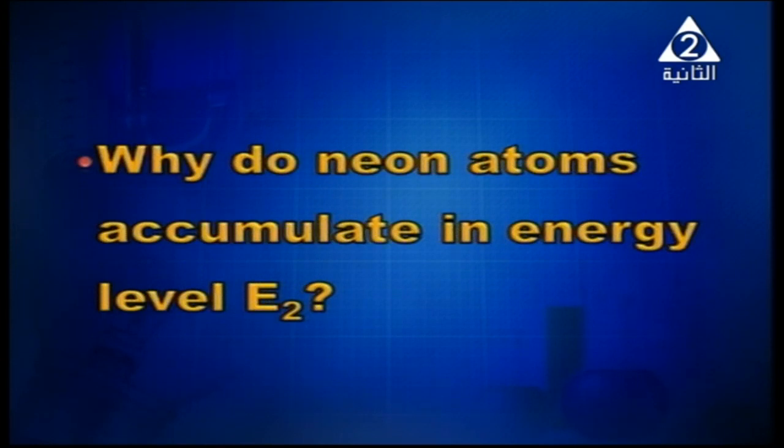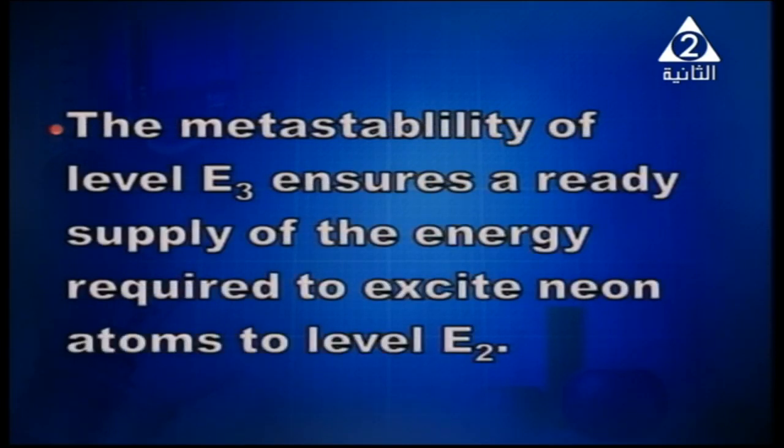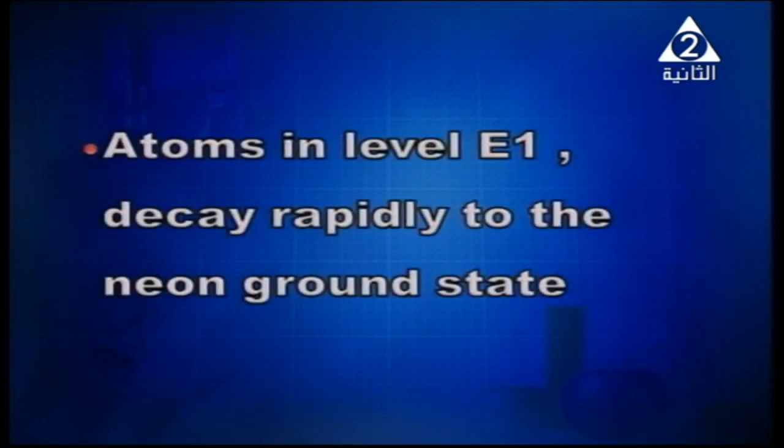Why do neon atoms accumulate in energy level E2? This is very important. We've got population inversion in this case. Population inversion is maintained because, first of all, the metastability of level E3 ensures a ready supply of the energy required to excite neon atoms to level E2. And what about atoms in level E1? They decay rapidly to the ground state, to the neon ground state level.